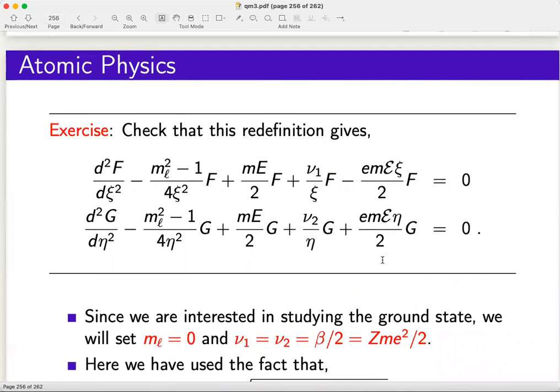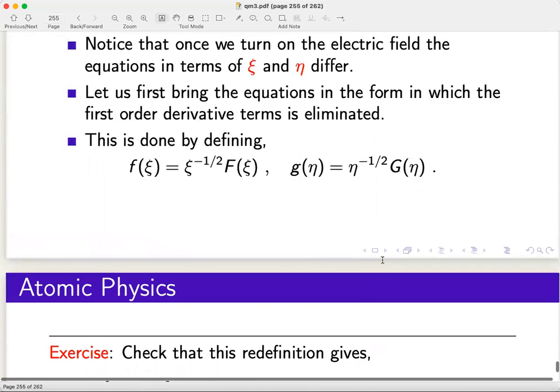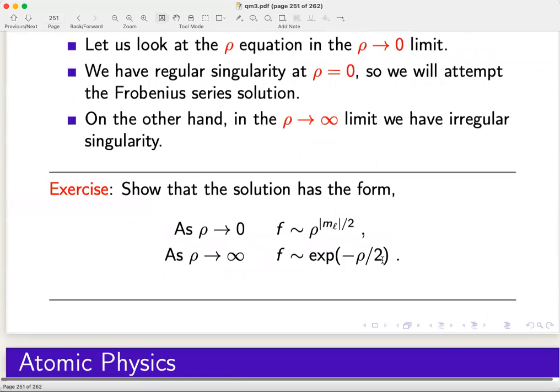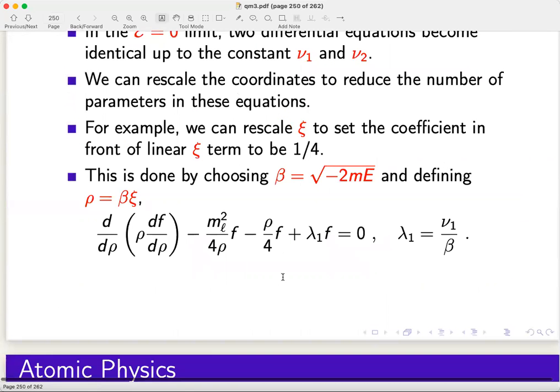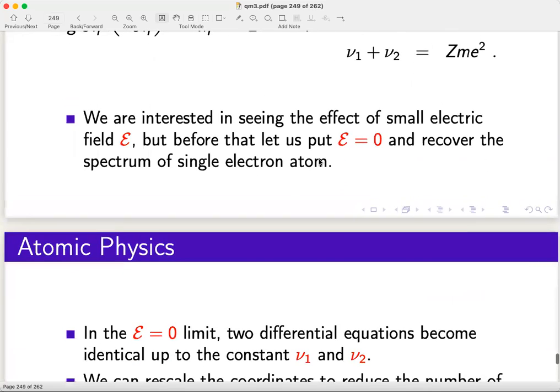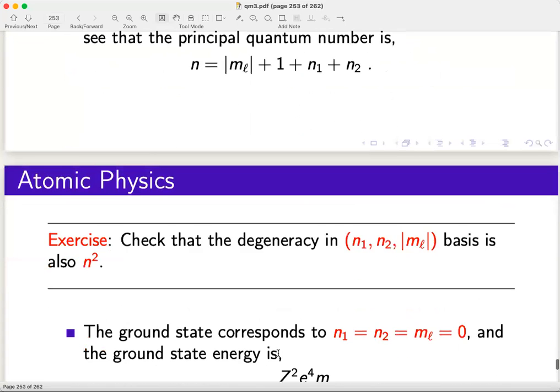So that is another exercise. You take the equation that I was showing you earlier, this kind of equation. Do a two-step computation. First, you do this rescaling and write it in terms of rho variable, and then you do this transformation.